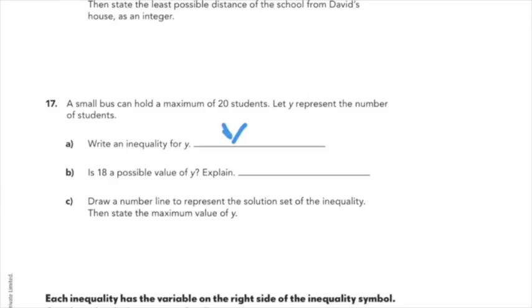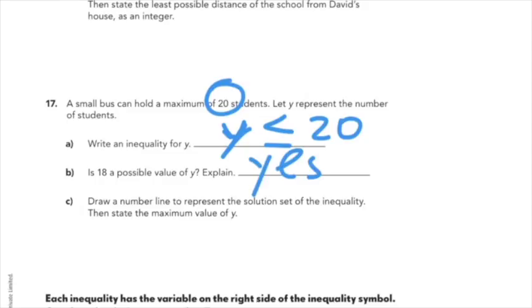But it could also equal 20. So what we're going to do is y is less than or equal to 20 because it can hold 20 students. Now you could do y is less than 21 also. Is 18 a possible value of y? Yes, it is, because 18 is less than or equal to 20.